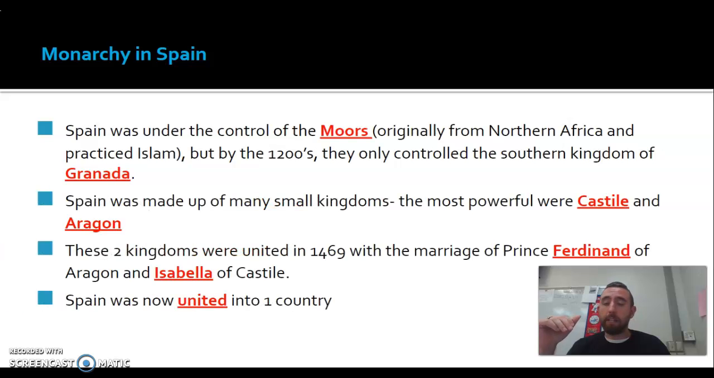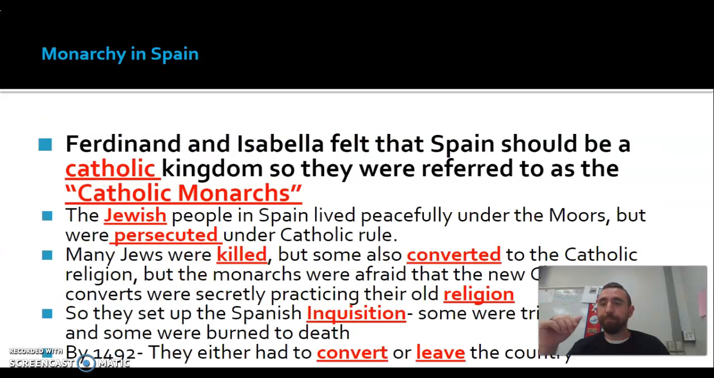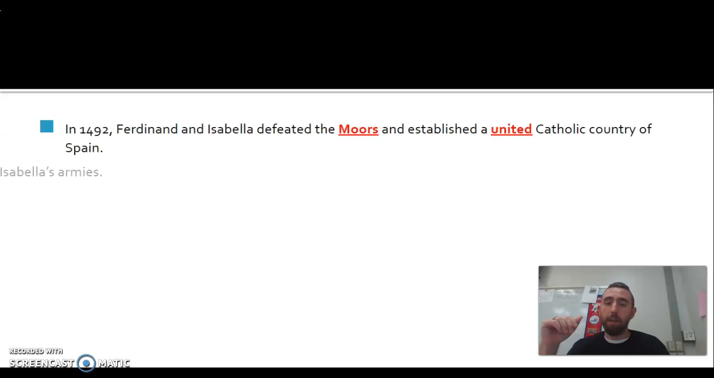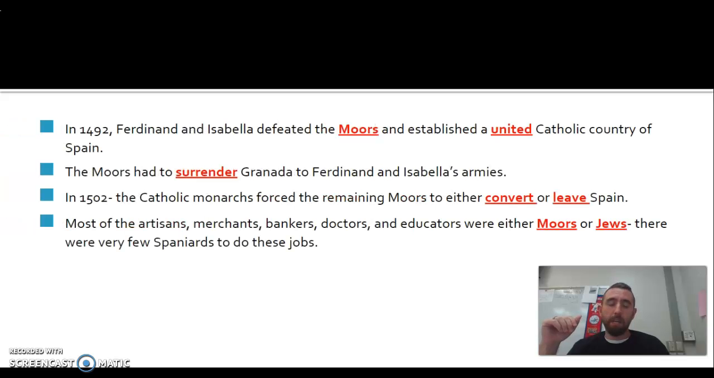There will also be monarchies that pop up in Spain, monarchies that pop up in other places, such as Portugal, Italy, different places like this.